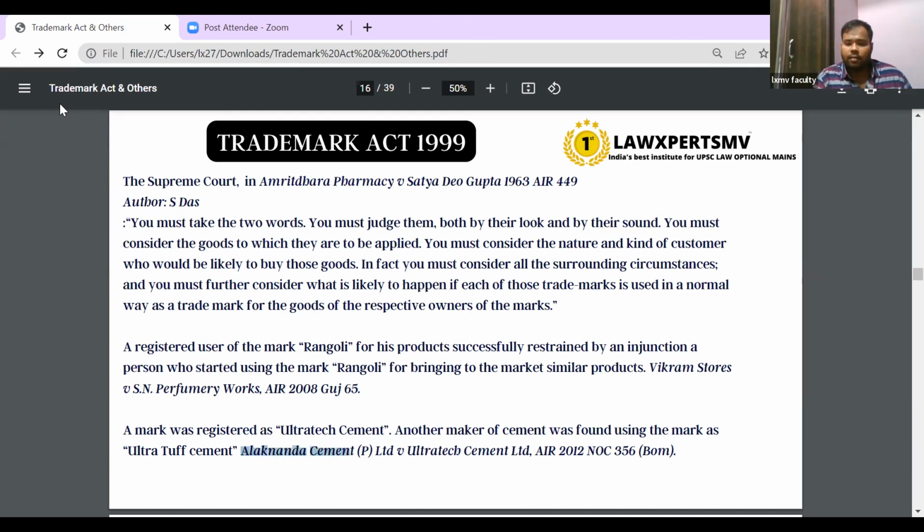Similar to that, in Alagananda Cement versus Ultratech Cement, this person was using the words ultra tough cement instead of Ultratech. The Ultratech Cement company went to the court and said that the word ultra tough will cause confusion to the public, so this should not be allowed. And the court said, yes, you are right. The words ultra-tech and ultra-tough will definitely give some confusion to the public. Some people, like illiterate people, will also buy cement for building their homes. In that case, they won't be able to understand the difference between ultra-tech and ultra-tough, and they will simply be misguided by the store seller also. For this reason, ultra tough cement was asked to stop using this particular name.